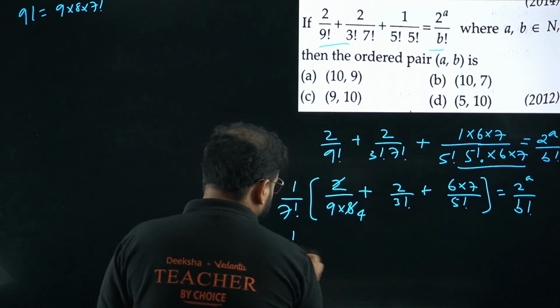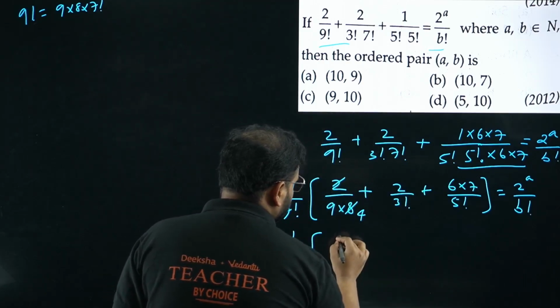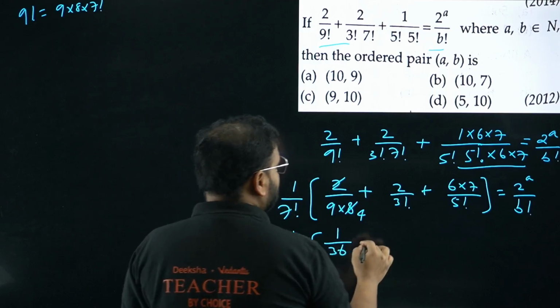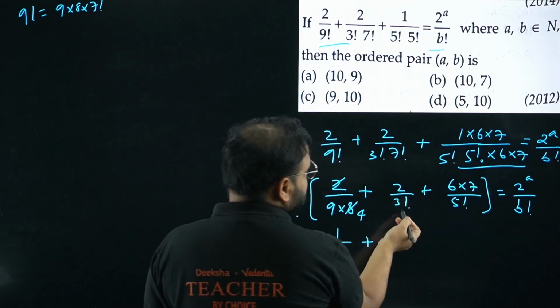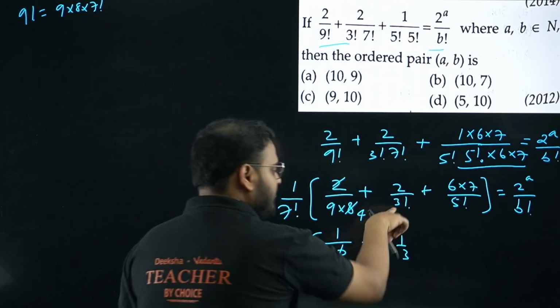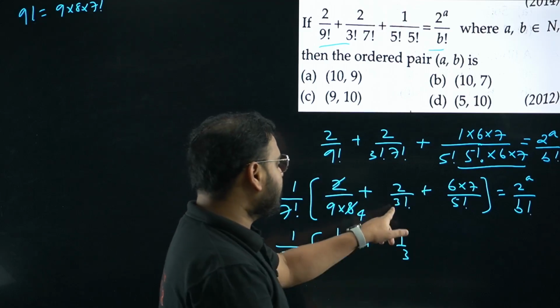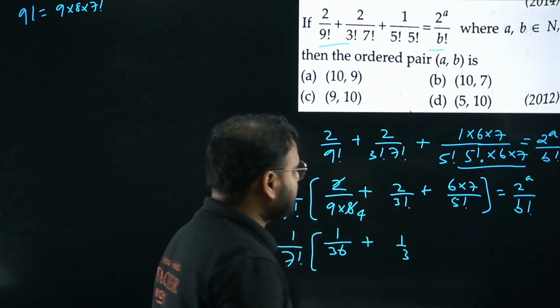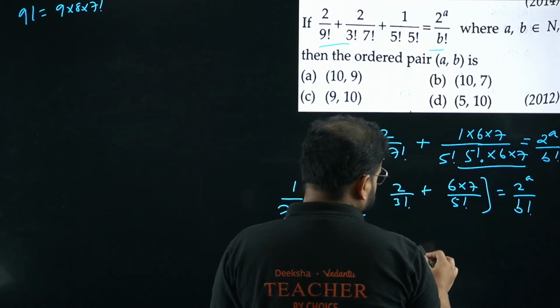So please check, 1 by 7 factorial. I have 1 by 36 for this term. And writing this as 2 by 3 factorial, right? So it will become 6. So 1 by 3. 3 factorial is 6. So 2 by 6 will become 1 by 3. That is clear. Okay. What about this, sir?